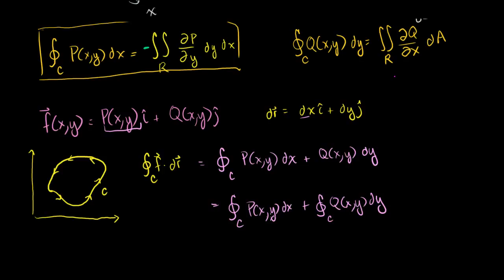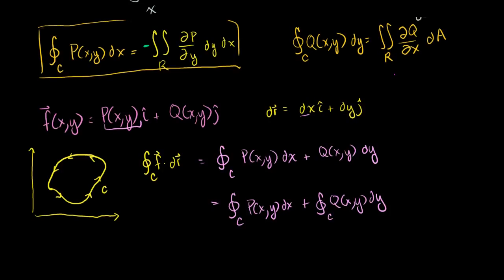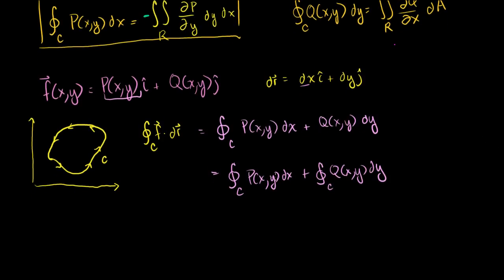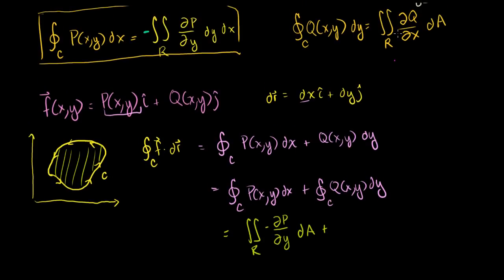Now, what are these things? This is what we figured out in the first video. This is what we figured out just now in this video. This thing right here is the exact same thing as that over there. So this is going to be equal to the double integral over this region right here of the minus partial of P with respect to y. And instead of a dy dx, we could say just the differential of area. And then plus this result. This thing right here is exactly what we just showed in this video.